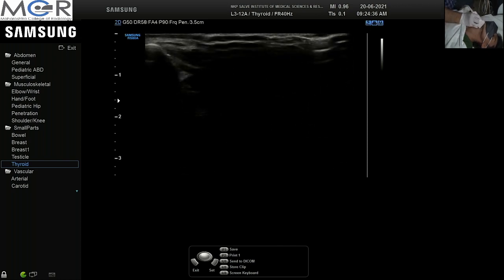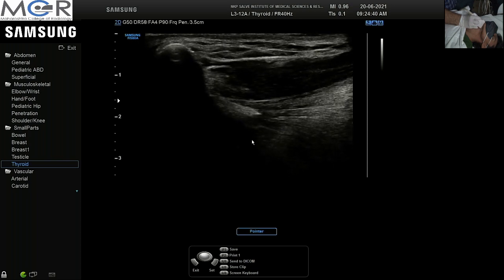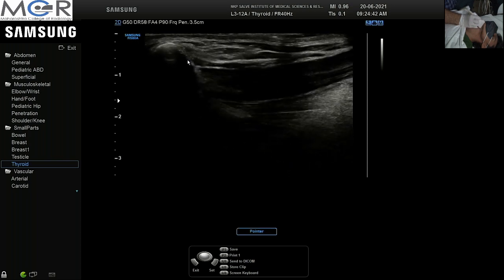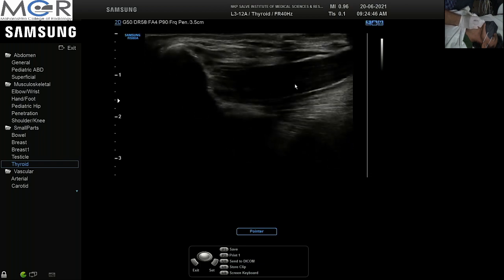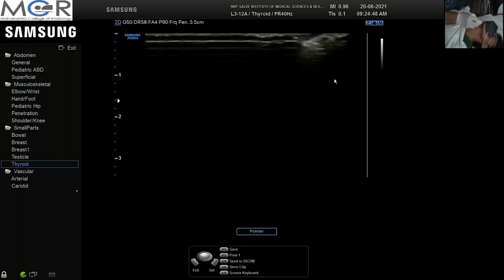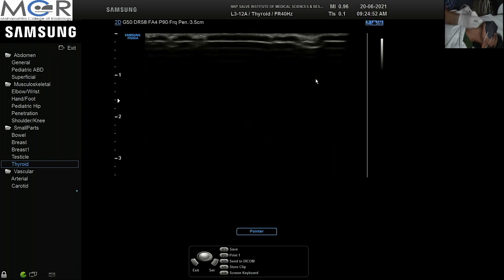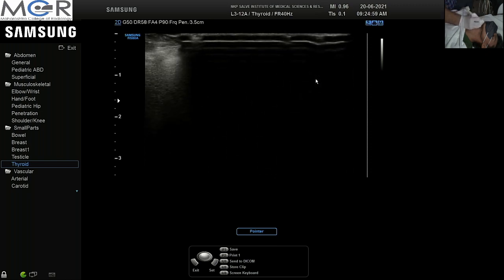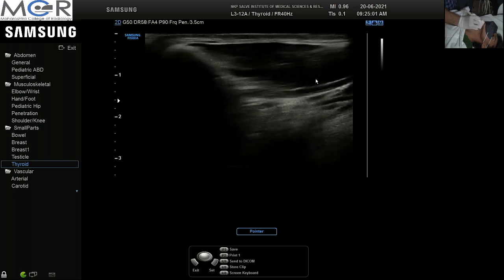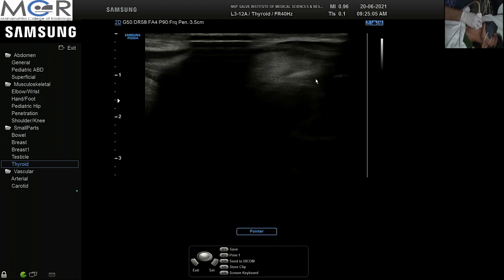If I keep the probe longitudinal in this space, then we find the symphysis menti at the top, then genioglossus, geniohyoid, going right up to the hyoid. The patient is too thin, so I am not able to get the insertion of geniohyoid on the hyoid.